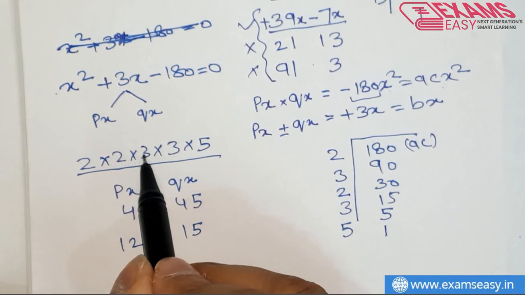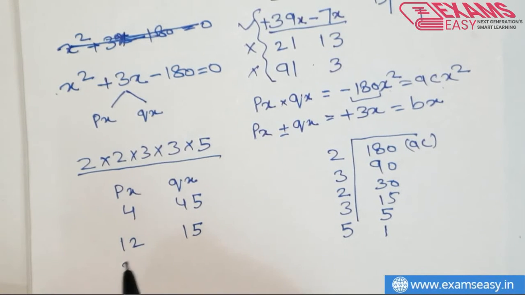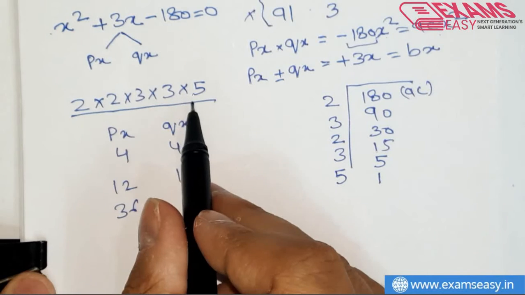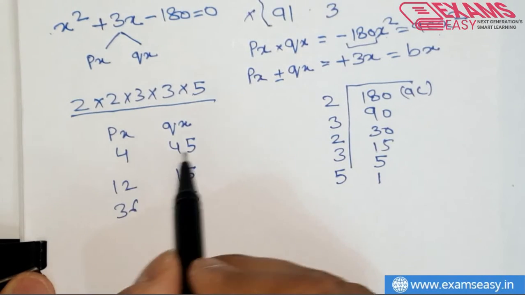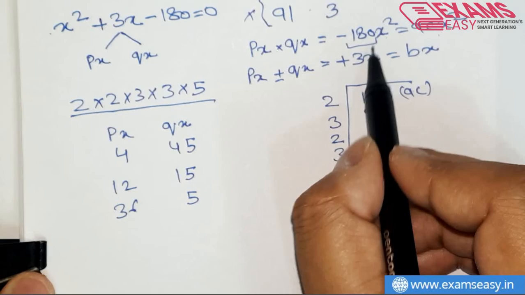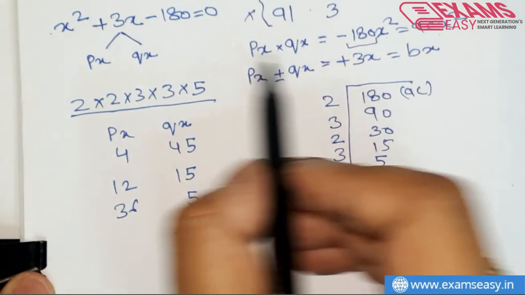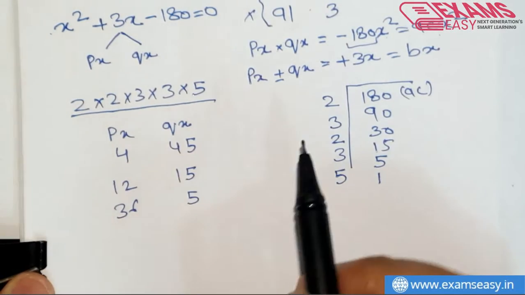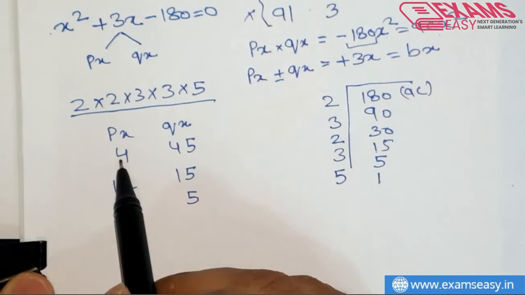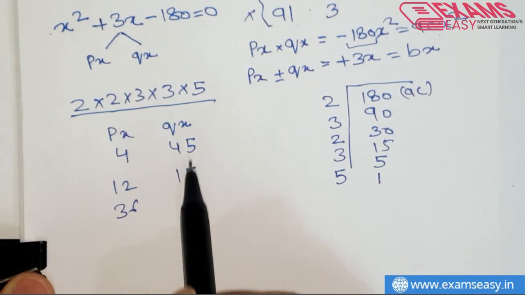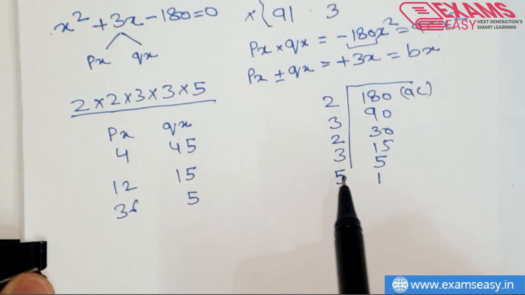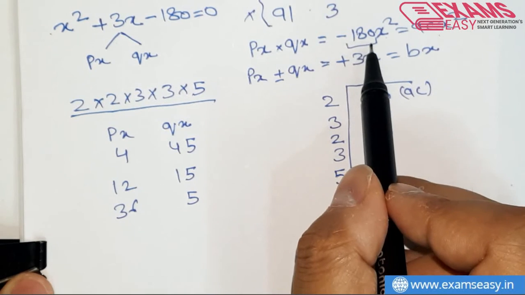2 into 3 into 3 into 3, that means 36, and 5 is one of the possibilities. So these are the possibilities with these factors. So let us see which one satisfies our two conditions, such that we factor 3x. We can split 3x into px and qx. Now multiplying these two factors will always give us 180, because we have taken the LCM of these. So if we multiply, then 180 will be satisfied.